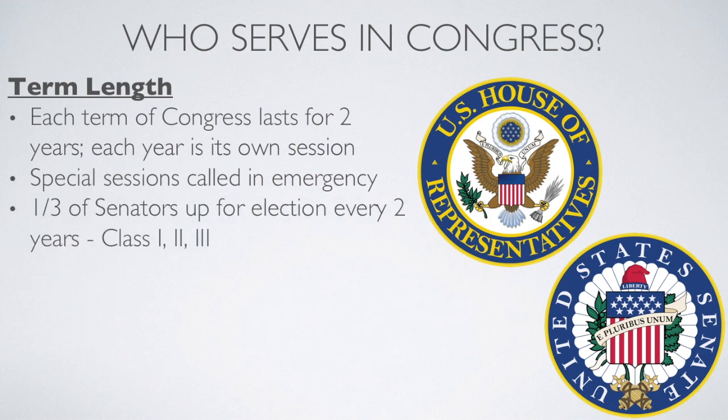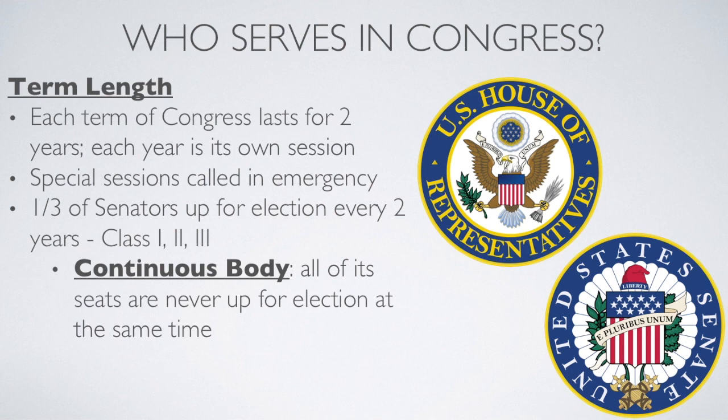One third of senators are up for election every 2 years, as was mentioned, class 1, 2, and 3. You have different classes of senator election. The Senate is a continuous body. All of its seats are never up for election at the same time. Members are sworn in January. Okay. So just have a general idea of that. You don't need to write down word for word.